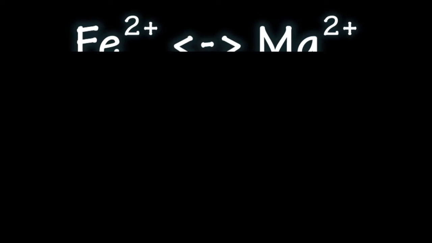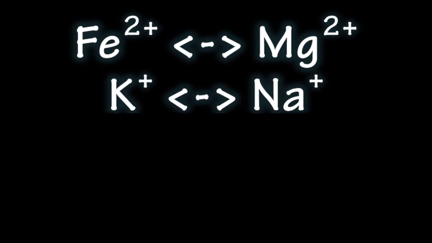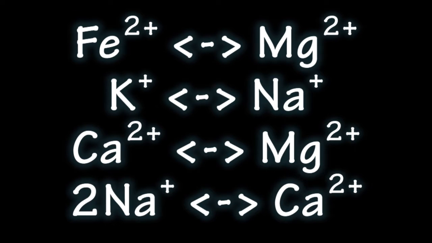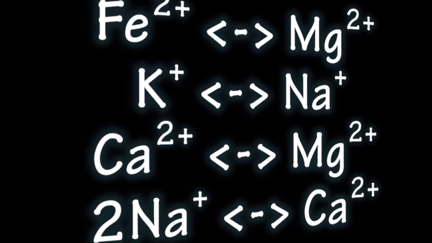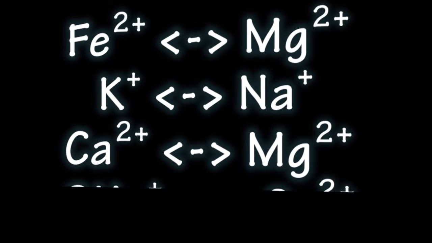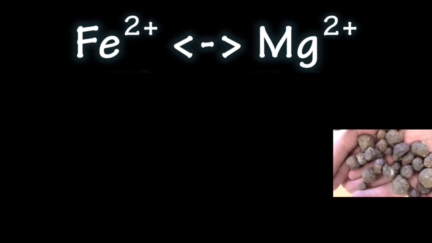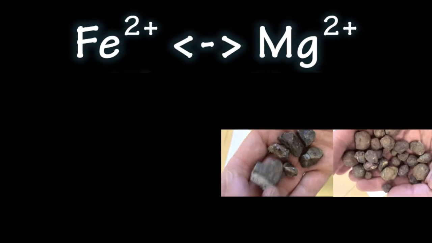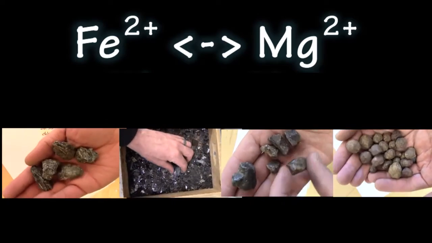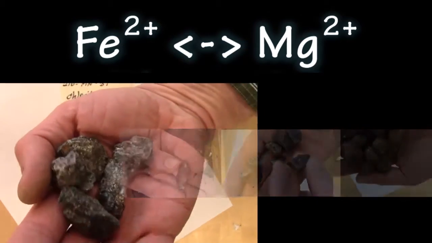Common cations that get exchanged for one another are ferrous iron and magnesium, potassium and sodium, calcium and magnesium, and 2 sodiums for a calcium. In cation exchange reactions, 2 or more minerals in a rock can swap these ion pairs with each other. Some crystals prefer one flavor of an ion over another, and in the iron-magnesium system, garnets prefer magnesium over staurolite, which has more magnesium than biotite, which has more than chlorite, which has more iron preference overall, obviously.